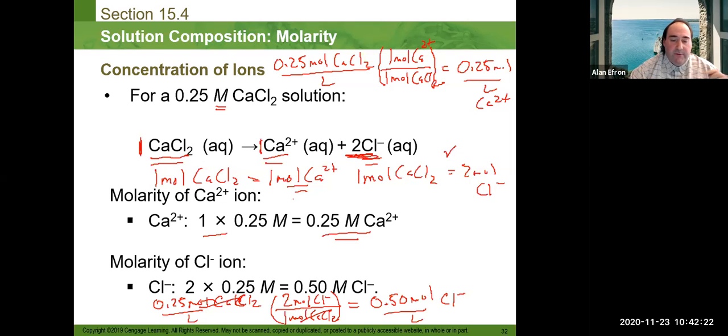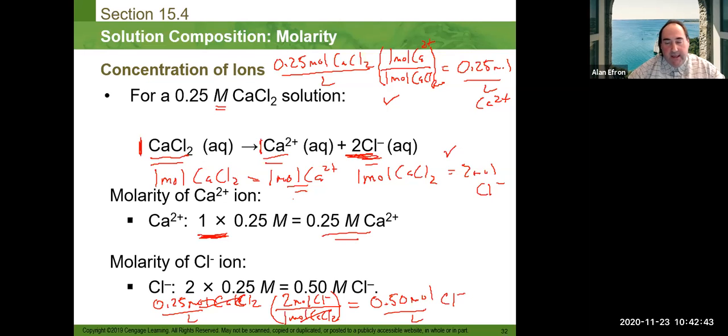A lot of times people will do the short version and just go, okay, it breaks apart into 1, multiply by 1; breaks apart into 2, multiply the concentration by 2 for that ion. If it breaks apart into 3, multiply it by 3. So again, you could do it the longer way, which is really what you're doing when we do this short version of the calculation.